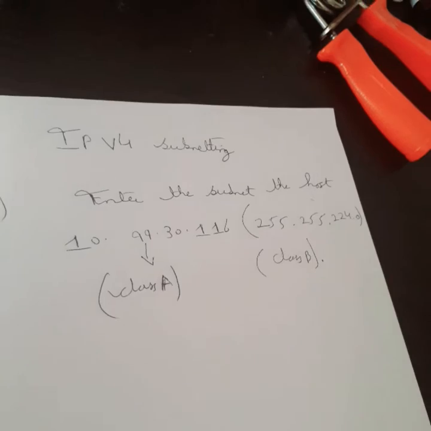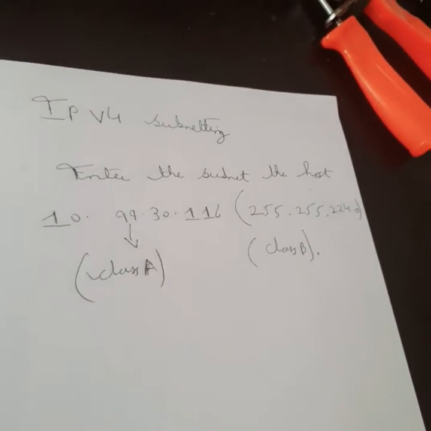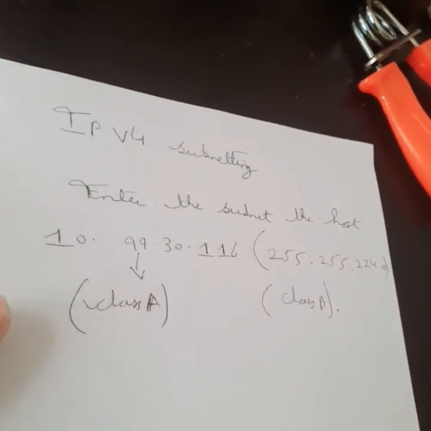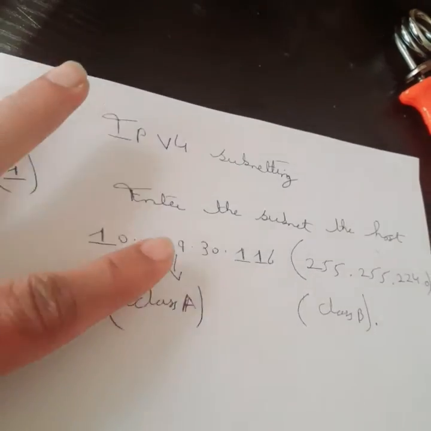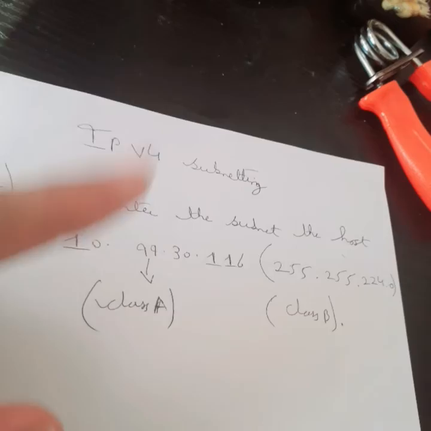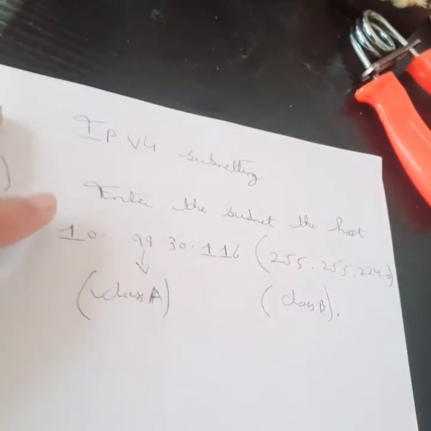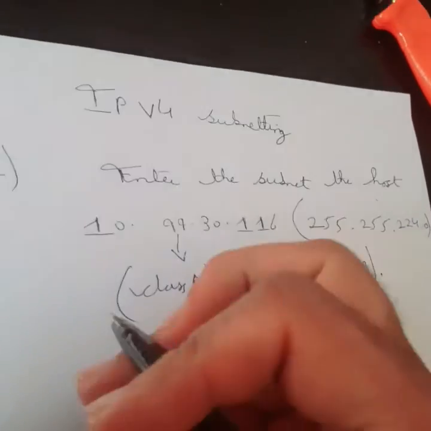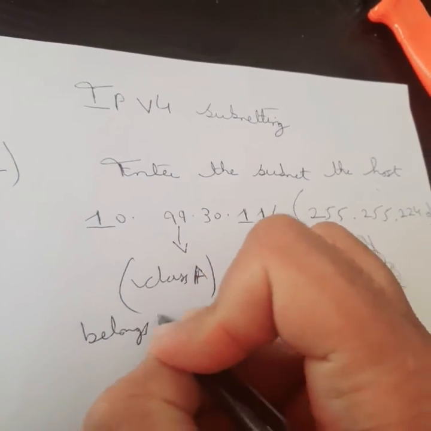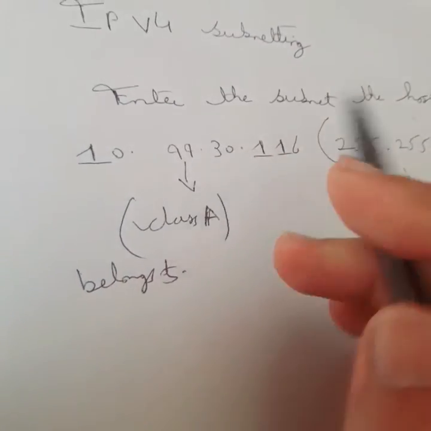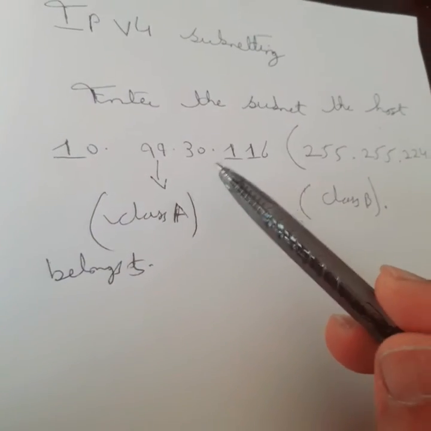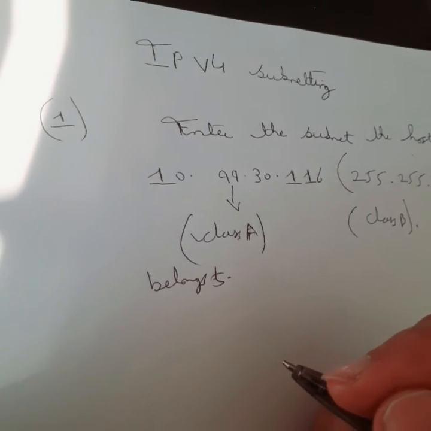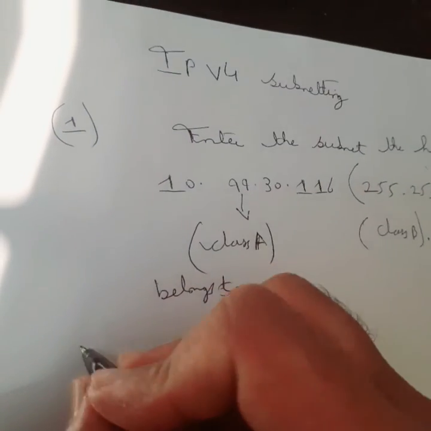Right, so what we have to do is find the subnet. So enter the subnet, the host 10.99.30.116, and then the class B mask. We are talking about this one here. What will be the subnet of this one? So that's what we are finding out. Let's get busy.